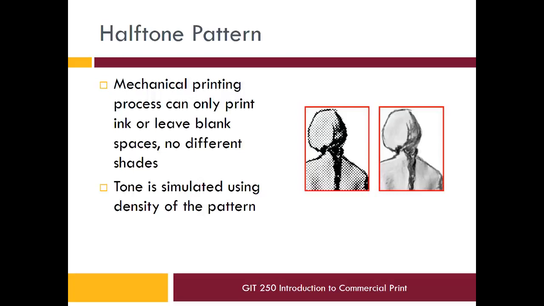The reason for this is that the printing process is a mechanical process. It's not an analog thing like what we do with the pencil when we're shading in a drawing, where we can apply more or less pressure to adjust the tone. The only way to adjust the tone in your printed image is by adjusting the size of the dots in that pattern. So the reading assignment this week gets into this a lot more.